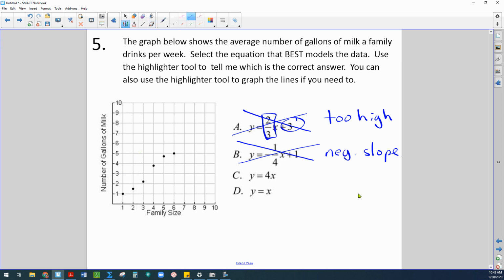If I look at choice C, y equals 4x, it means its starting point, since there's no number there, is 0. And if I go up 4 over 1, that's my line, and that doesn't look good either. So that leaves choice D. If you graph choice D, y equals x, so I have a slope of 1, and I start at 0. Out of the choices, that's my line of best fit.